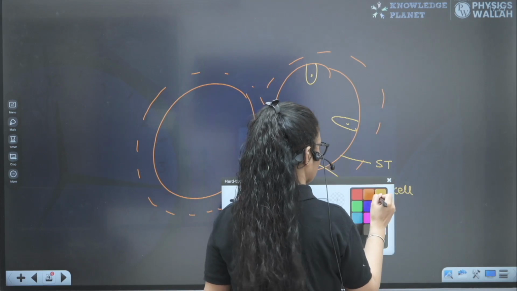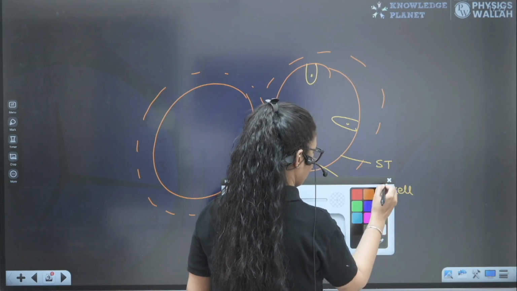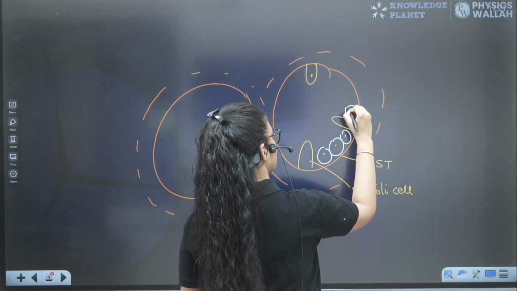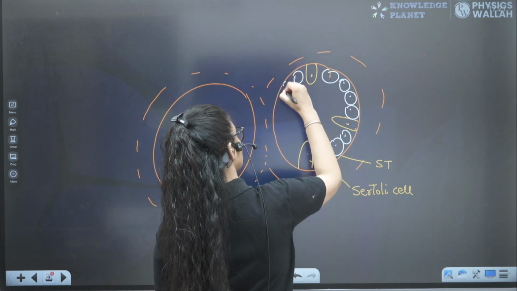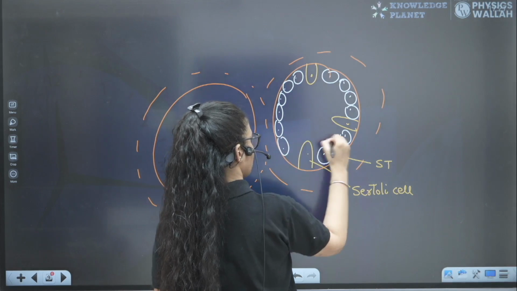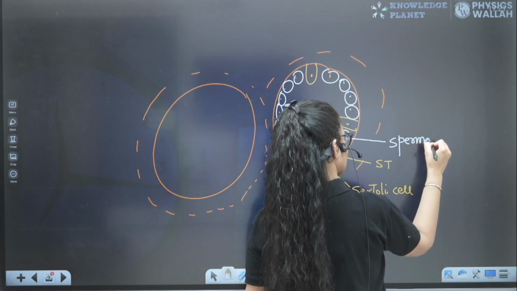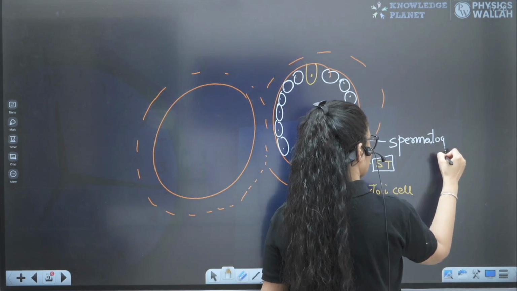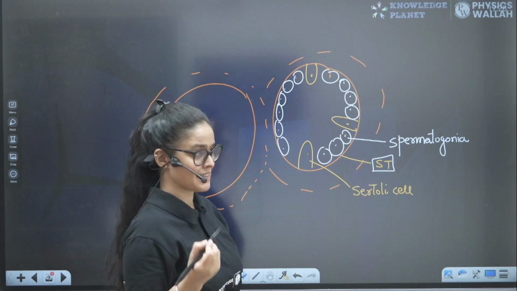Plus they have this special cell, the spermatogonia also. Spermatogonia are nothing but the gamete mother cells that are going to produce gametes or sperms ahead. Right? So these are the spermatogonia. So these two cells are present inside the seminiferous tubule, in the testes, as we can see.